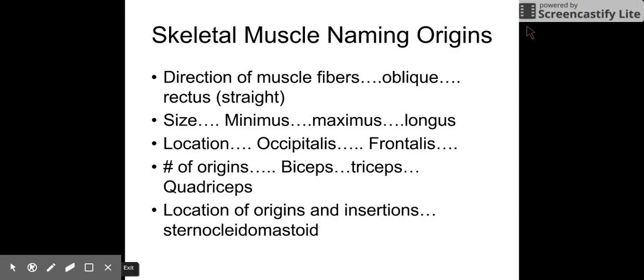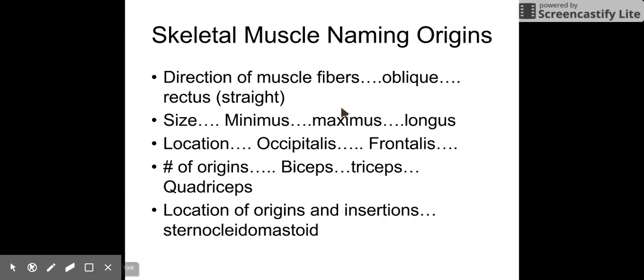So, welcome back to muscle introduction number 3. This one should be really short. We only have a couple more slides to get through. So, this is all about muscle naming, how muscles get their names. There are several different ways that names are developed for muscles.